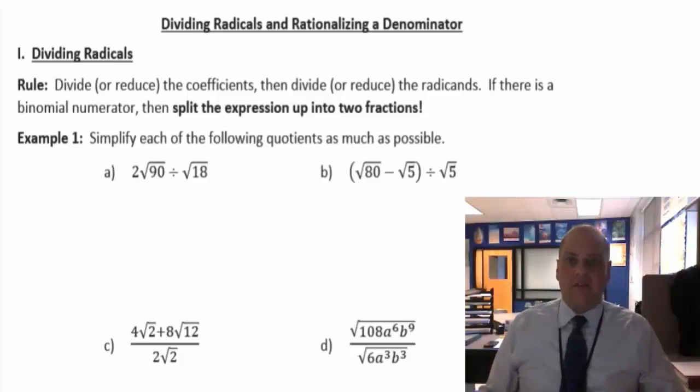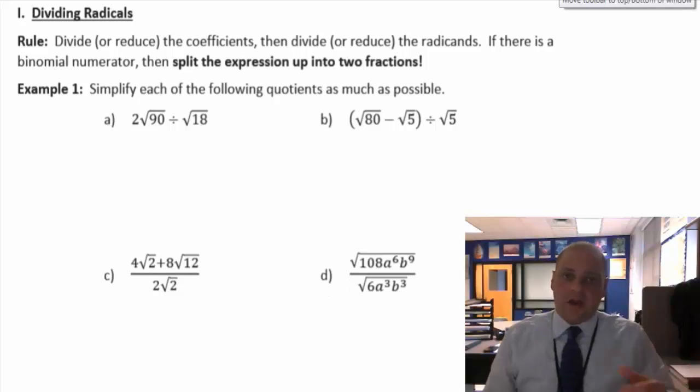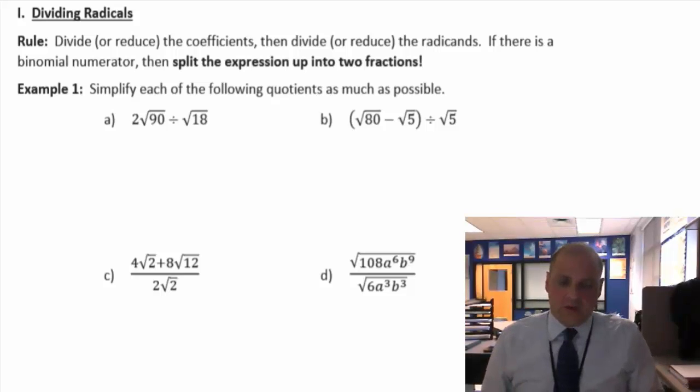Okay, so we added and subtracted radicals, we multiplied radicals. Now we're going to learn how to divide radicals and rationalize the denominator. We'll talk about what that means. First, dividing radicals, very similar to multiplying radicals in that you don't have to have those like radicals you have to have when you add and subtract. Multiplying, dividing, you don't need the like radicals.